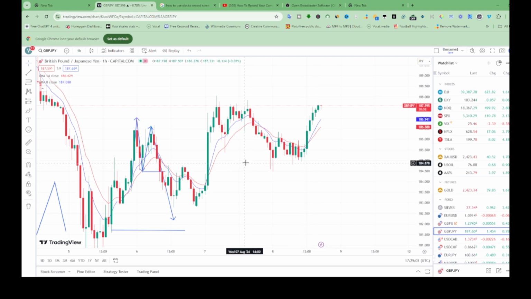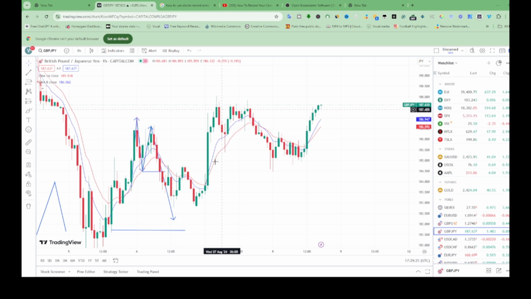So look at the structure of the market. What is price saying? Price is either going up or going down. That is what price is basically doing. Now that we are in the chart, look at where the market is moving.